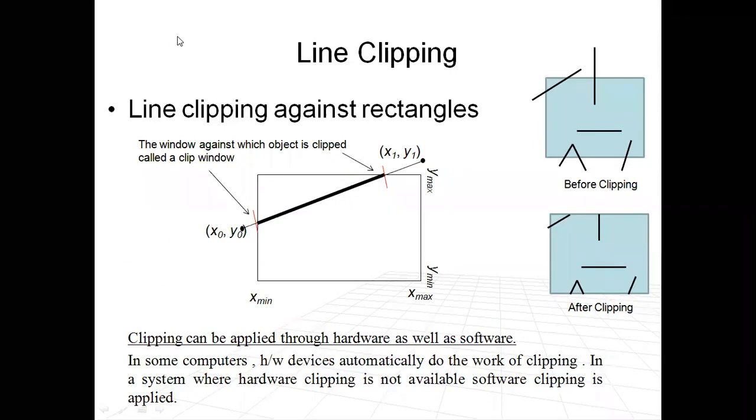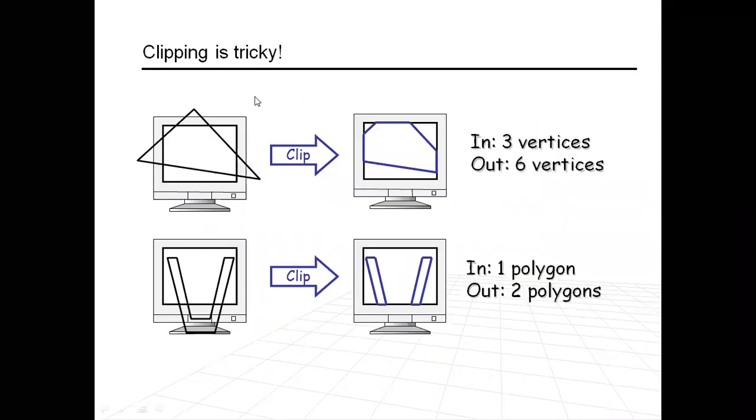Moving ahead with it, clipping can be tricky. That is, we can clip a line, we can clip a polygon, we can clip a point. So different types of clipping can be done.